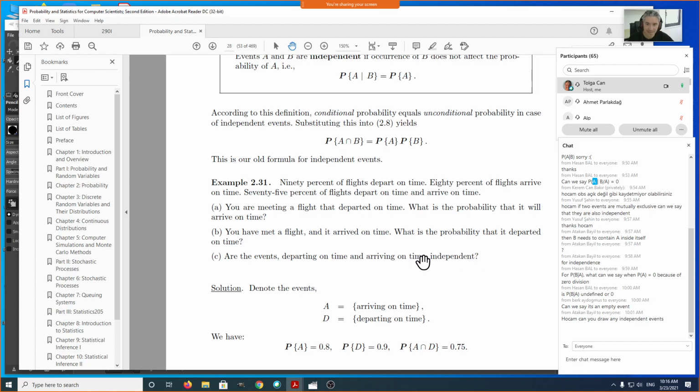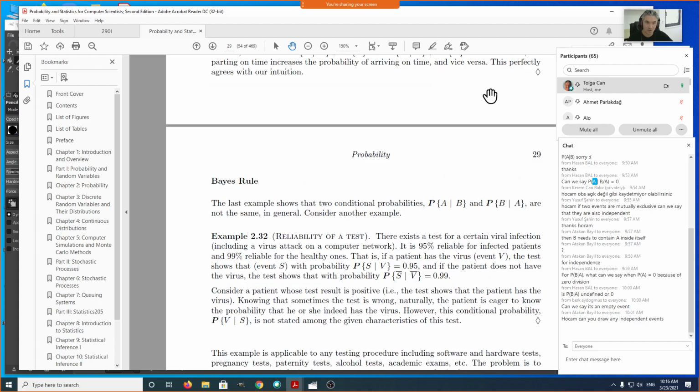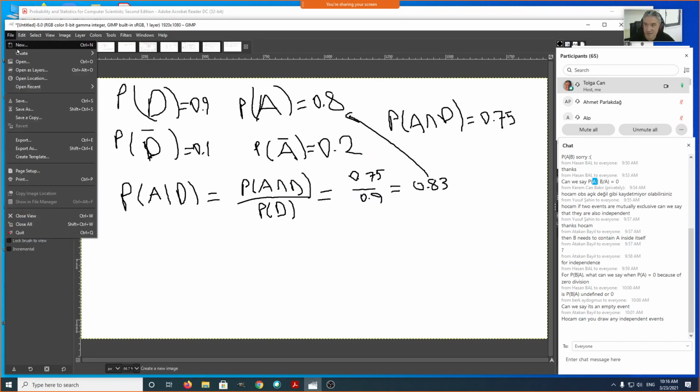They are not independent events, but I will leave part B to you as an exercise. Now I'm going to discuss something very nice, the Bayes rule. The Bayes rule is this.